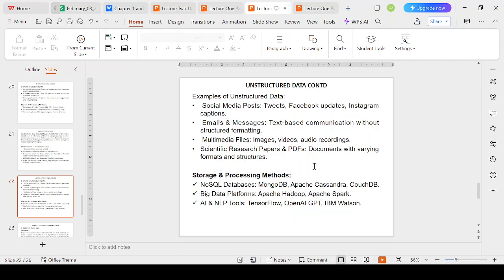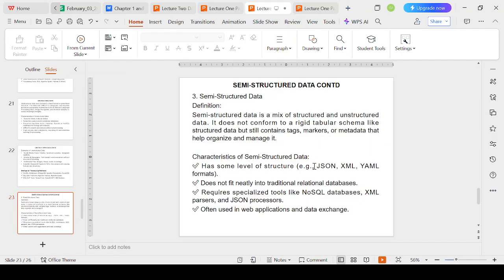Storage and processing methods: NoSQL databases, MongoDB, Apache Cassandra, CouchDB; big data platforms, Apache Hadoop, Apache Spark; AI and natural language processing tools, TensorFlow, OpenAI GPT, IBM Watson; and the cloud. They are the data storage behind cloud computing.